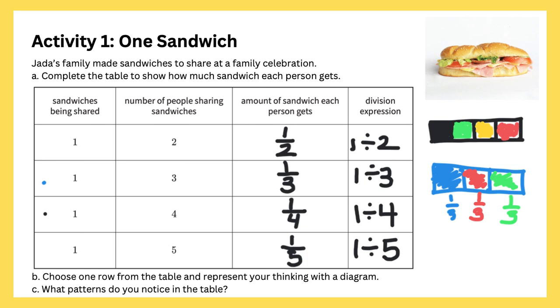I also noticed that under our division expressions, our dividend each time is a 1, and then our divisor increases by 1 each time. Again, we have 2, 3, 4, and 5. I also noticed that if I wrote 1/2 here, my division expression is going to be very similar with 1 divided by 2. And I have 1/3 here, and my division expression is 1 divided by 3, and that pattern also continues on.